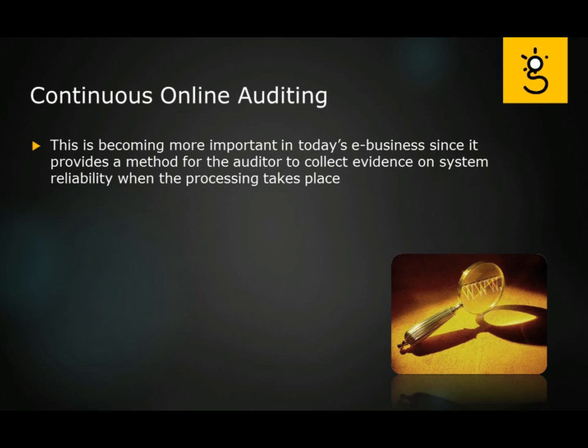One concept we see is what's called continuous online auditing, and it's becoming more and more important in today's e-business because it provides a method for an auditor to collect evidence on system reliability when the processing takes place. As it sounds, we're continuously auditing the system, and we're doing it online, meaning that while the system is running, we are gathering this information. That can be done in the presence of logs or other types of transaction items that we want to keep track of.